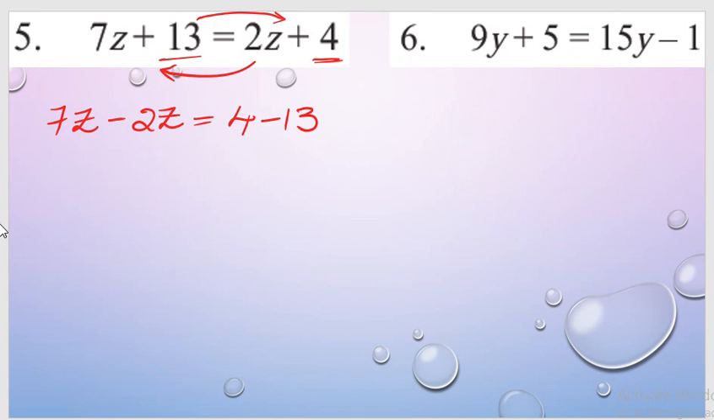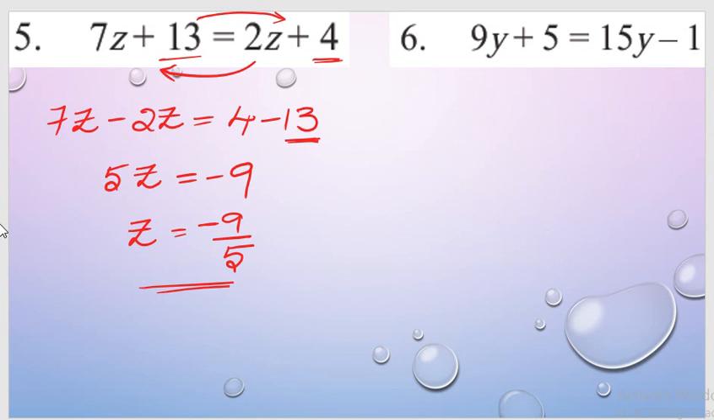So 7z minus 2z is nothing but 5 times of z. So 5 times of z is equal to 4 minus 13, which is nothing but minus 9. So you do subtraction 13 minus 4, 9, and write down the symbol which is present before the biggest number. So what is the value of z? z is equal to minus 9 divided by 5. So the answer for z is minus 9 by 5.